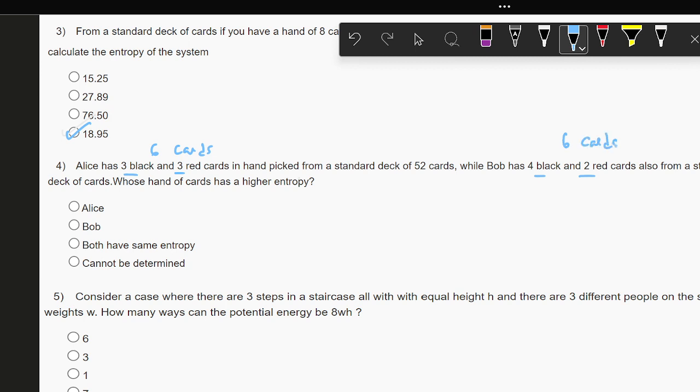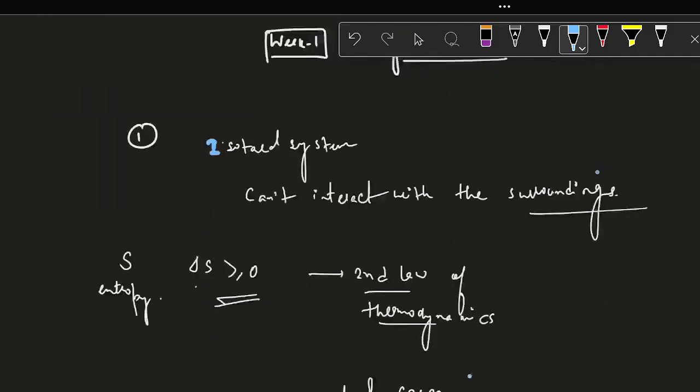The only difference is that the number of red and black cards out of those 6 cards is different. For Alice, the red and black cards are equal in number, 3 and 3. And for Bob, the red and black cards are not equal. 4 are black cards and 2 are red cards. So we have to calculate the entropy for each of their cases and compare which one has a higher entropy. So let us now try to solve that.